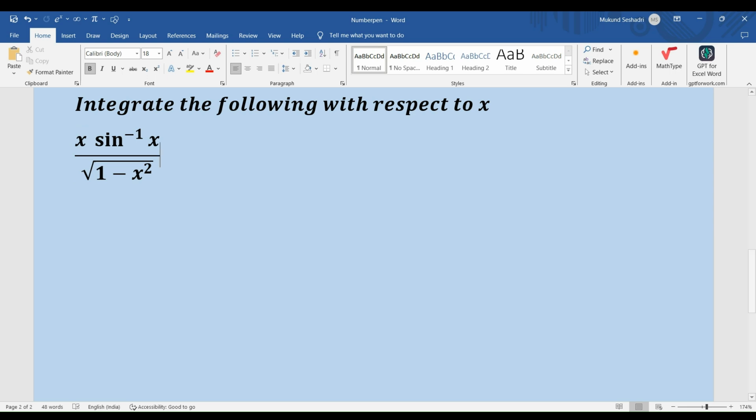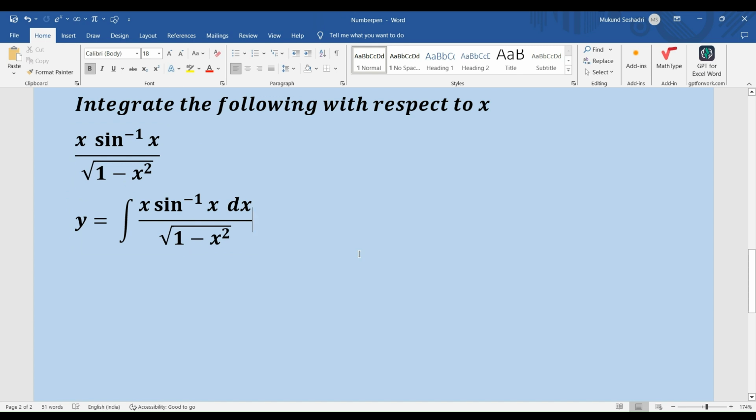So there we have the problem on the screen. Integrate the following with respect to x. We have x sine inverse of x the whole divided by square root of 1 minus x square. So what we've been given is dy by dx and we've been asked to find y. My y is nothing but integral of the given expression. So let's write down our y.